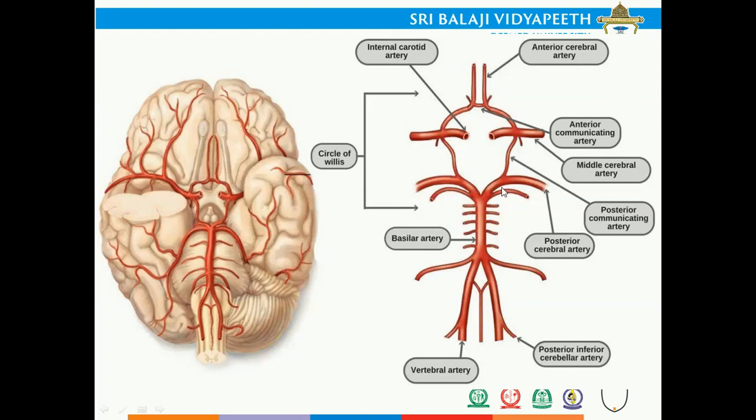So here you find the posterior cerebral arteries bilaterally joined by the posterior communicating branch, and below that you get the branches that come up from the basilar artery. What is the basilar artery? The basilar artery is formed by the union of both the vertebral arteries. The right and the left vertebral arteries join together to form the basilar artery, and they give the pontine branches and the cerebellar branches.